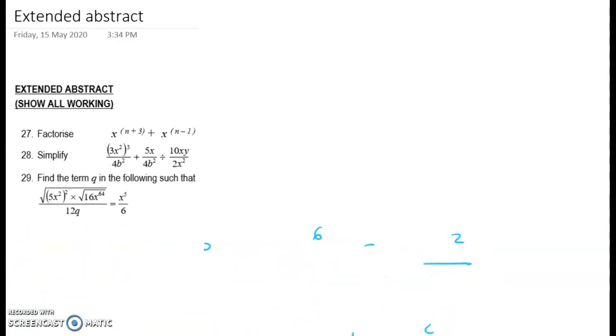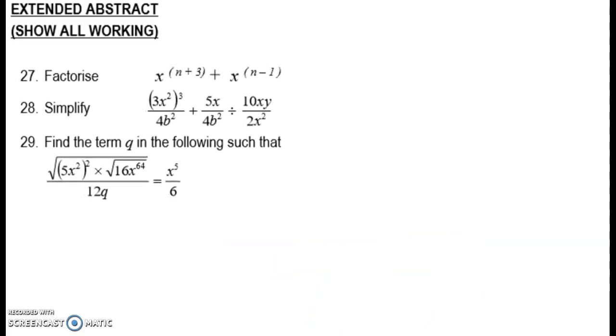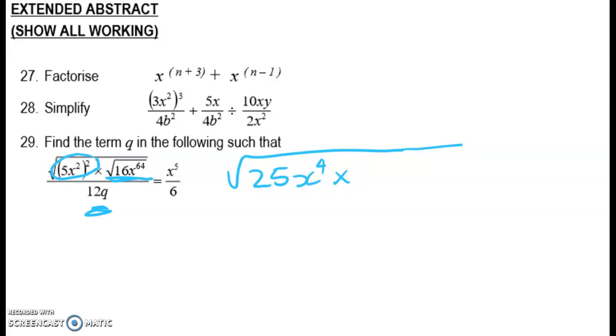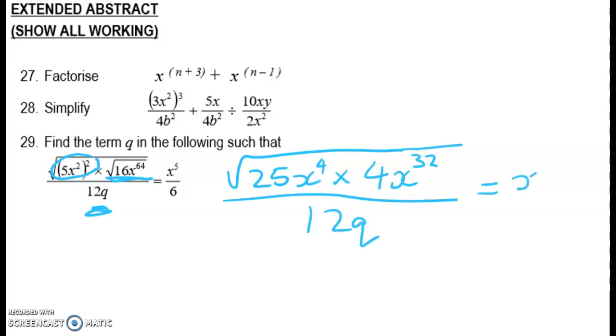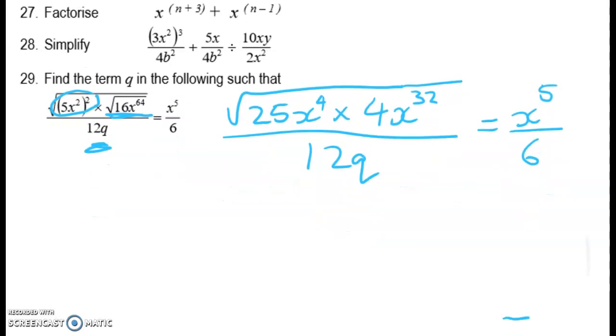Right, this looks horrible. Absolutely horrible. It's got lots of square roots, so we've got to do lots of nice cleaning up. And we have to find the term q. So let's just sort it out first. Let's do some cleanup before we look at what we really have to do. I'm going to expand this, and I get 25x to the power of 4 times the square root of this thing. We've already done one of those in the relational video, so this is times 4x to the power of 32 divided by 12q is equal to x to the power of 5 over 6.